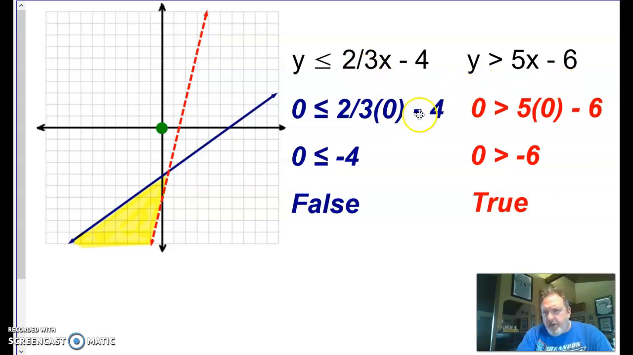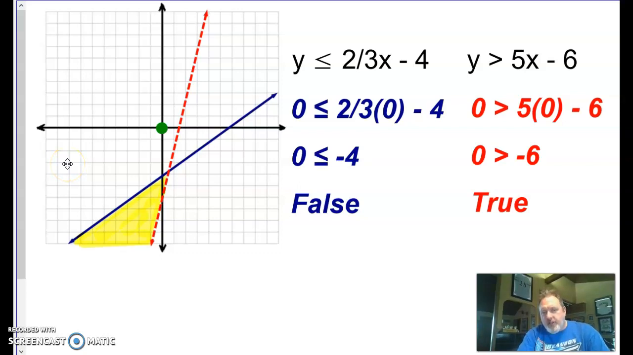Both of these are in slope-intercept form. So this first one, that's the solid blue line. Again, solid line because you have less than or equal to. The red one's dotted because we have greater than. When I do my test points, for the blue one, it's false. So for the blue line, I'm going to need to shade away from 0, 0. And for the red line, it's true. So we're going to shade towards 0, 0.